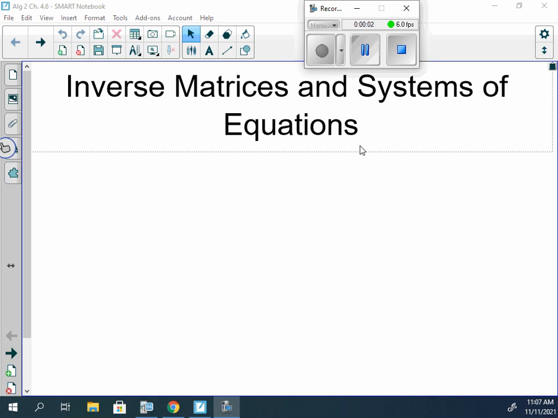All right, guys, so what we're looking at today is inverse matrices and systems of equations. This is the last thing we're actually covering in chapter 4.6 of the Green Book.